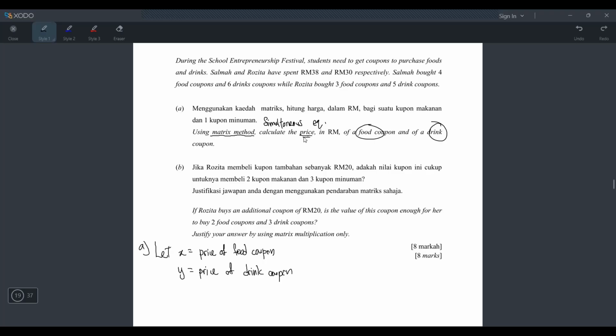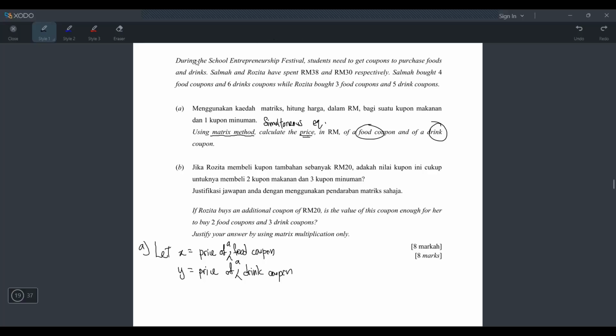They want to calculate price, not the quantity, not the bilangan, not the mass, not other stuff. They want price. So make sure you write that in also. So let x equal the price, y is also price. So this x is RM1 because it's price, so price of 1. Okay, now only we read back this paragraph.